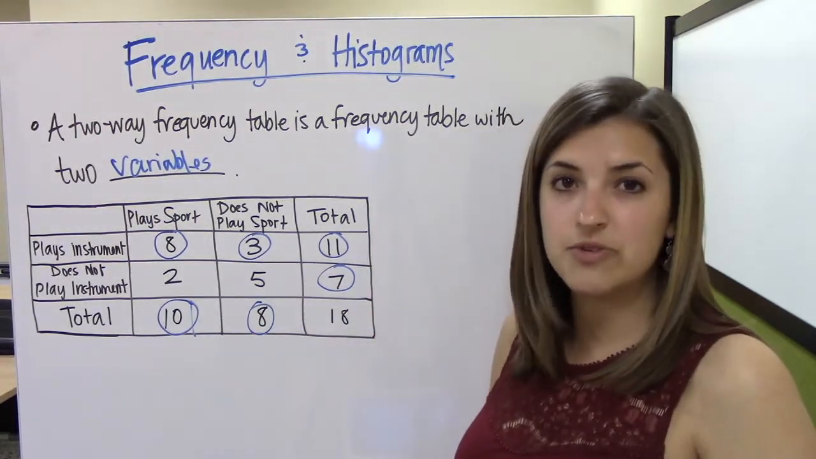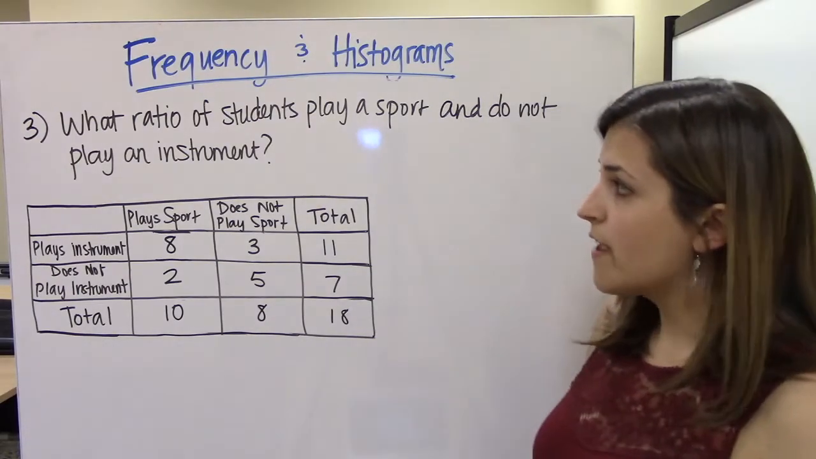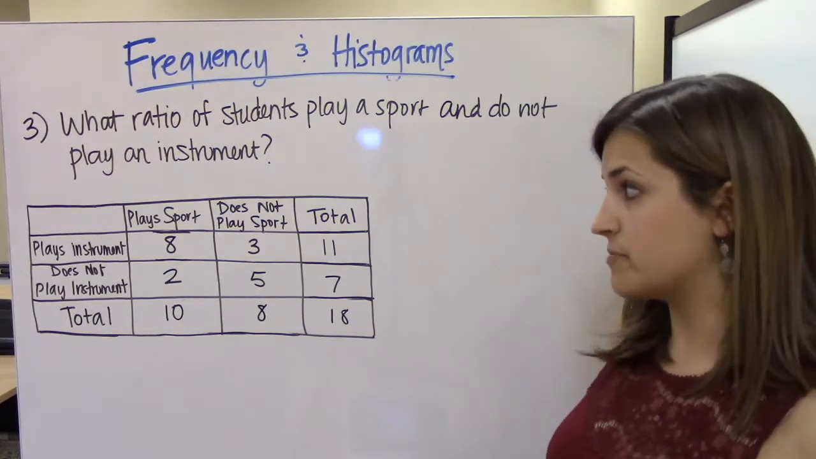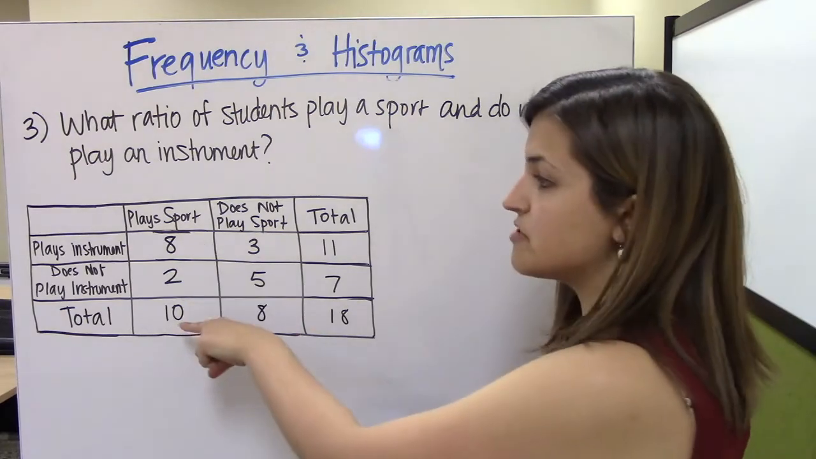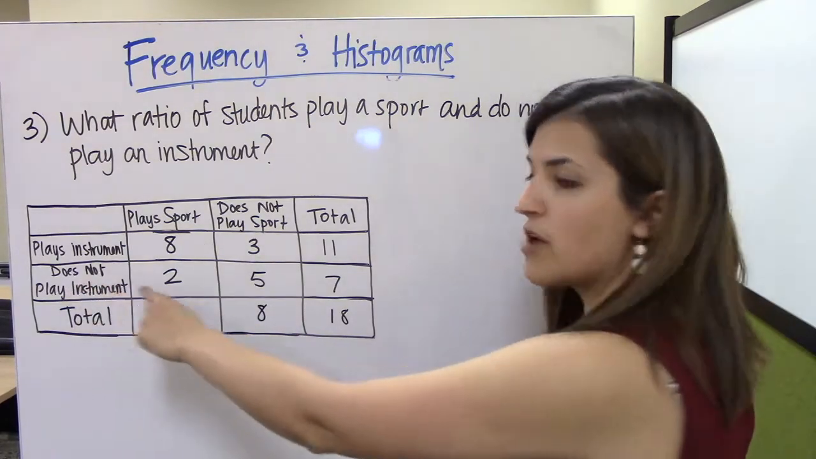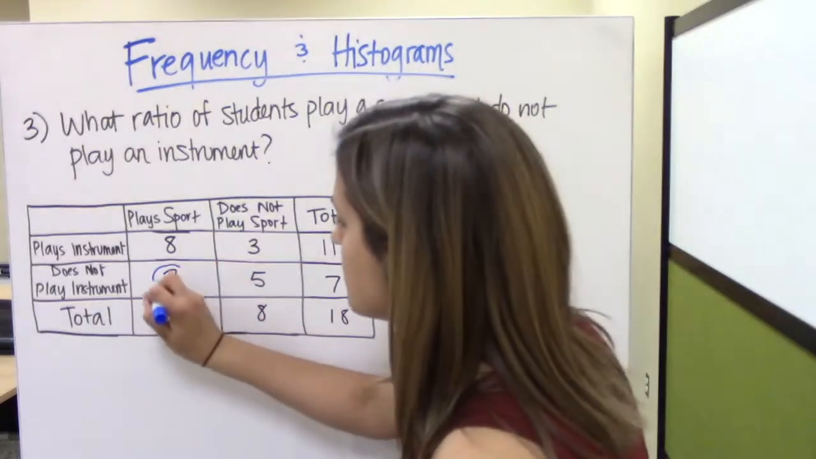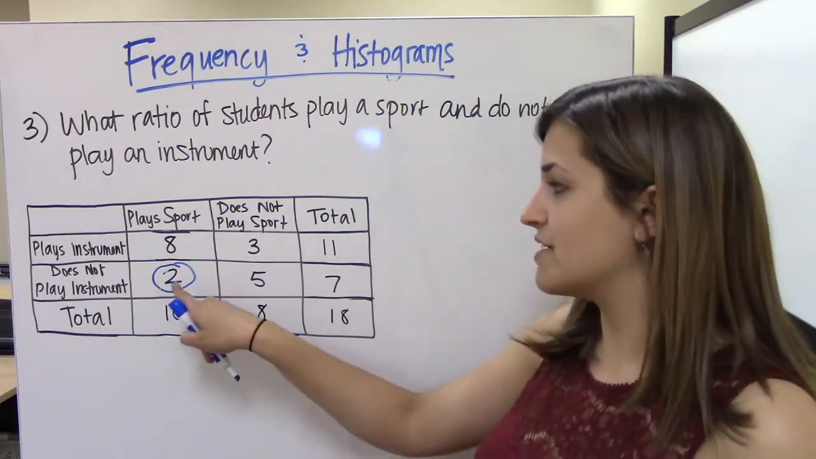Let's look at what we can do with this table. Our third question is, what ratio of students play a sport but do not play an instrument? So let's use our table to find this. Well, here's the column for the students who play sports, and here's the row for students who do not play instruments. So we're going to need to zero in on this number right here. That's the number of students who play a sport and do not play an instrument.